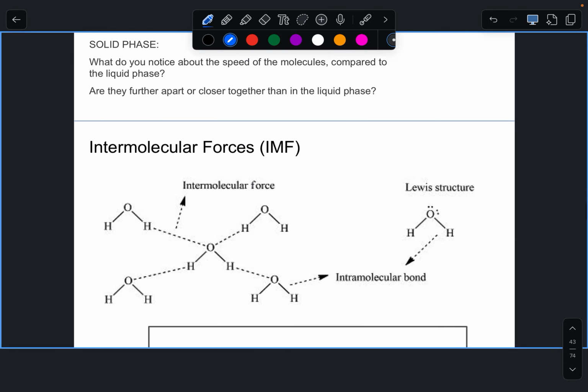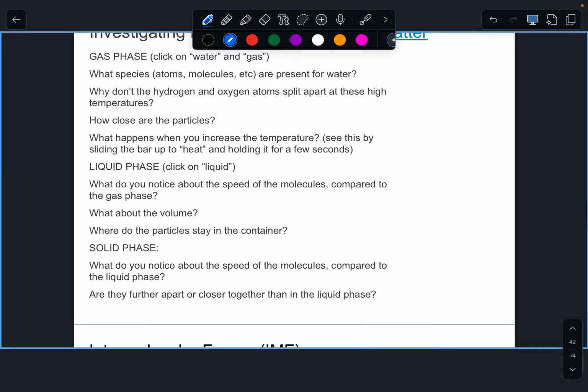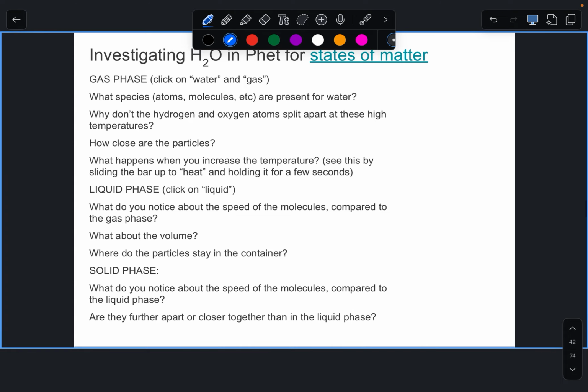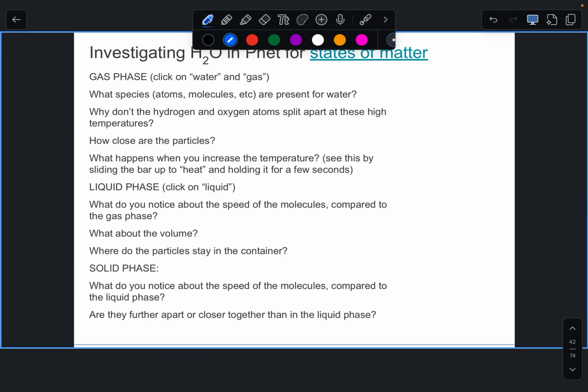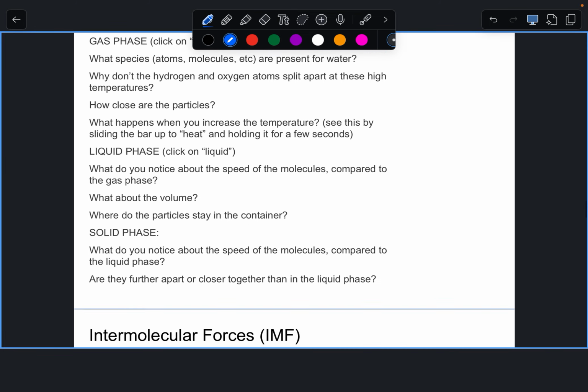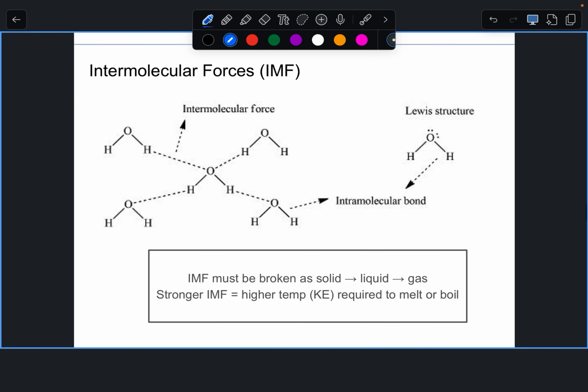Let me see if I have a space. Yeah, perfect. Okay, so this is where that simulation is if you want to look at it again. I kind of talked through these questions, but for your notes at least.